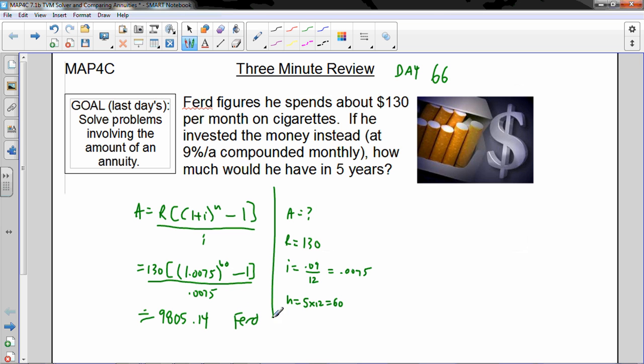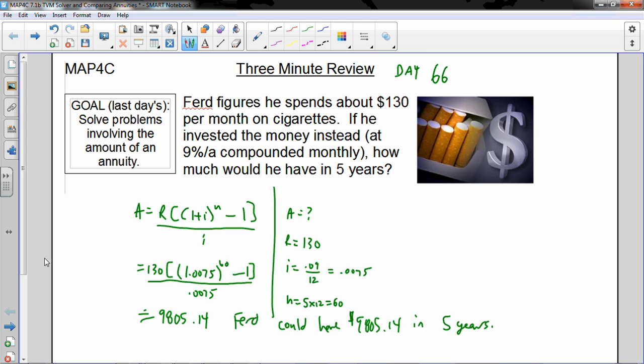So Ferd, wow, Ferd could have, just from quitting smoking and putting the money in a bank, almost 10,000 bucks in 5 years. 10,000 bucks. Wow.